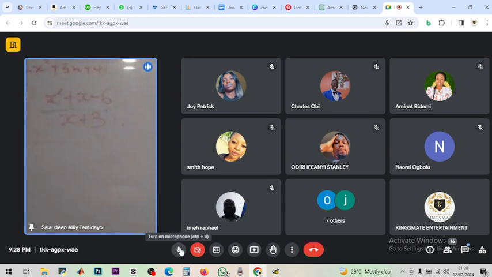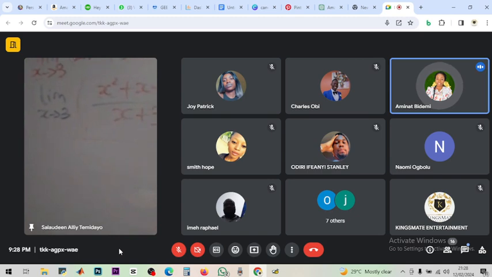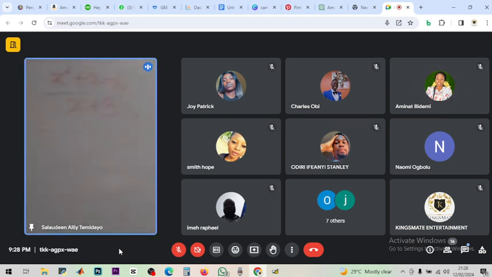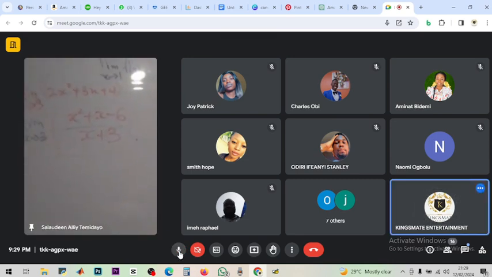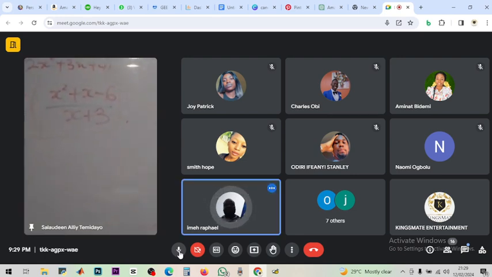This is x squared plus x minus 6 over x plus 3. Limit x to 3. Are you there? I'm not hearing your voice. Yes, I'm here. I'm just typing it. Okay, x squared plus x minus 6 over x plus 3, limit x to 3. Try this one now. I've changed 6 to negative 6. I'm still getting 1. I said, I got 0.